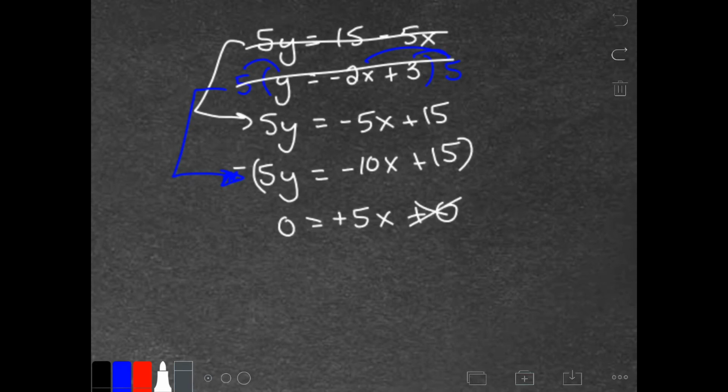Well, what do we have here? I'm going to cross out that plus 0, so 5x equals 0. Divide by 5, well, 0 divided by 5 is going to give me 0.